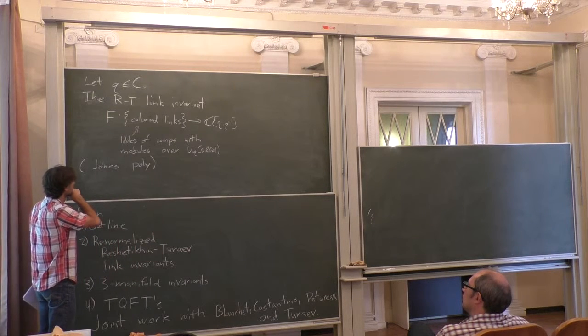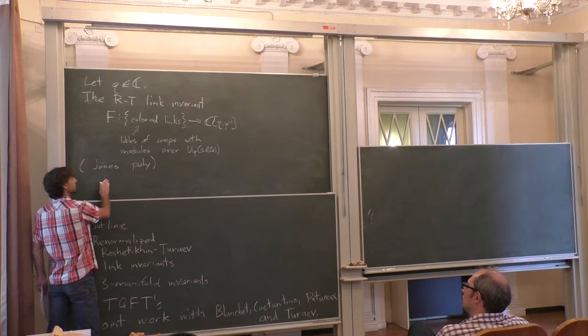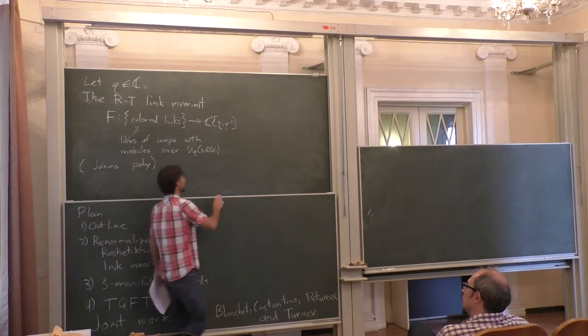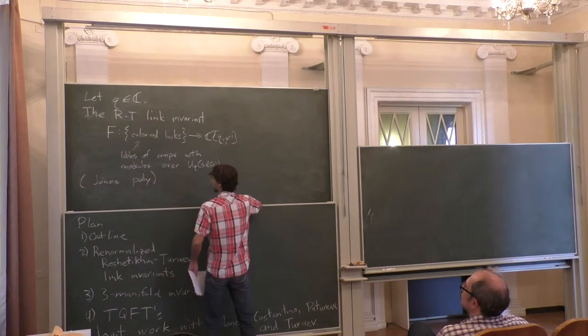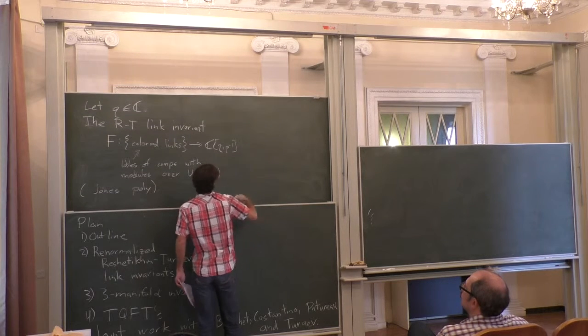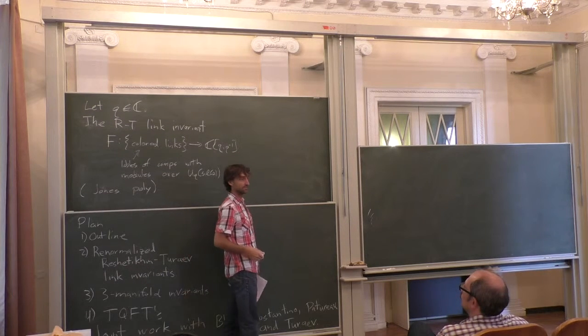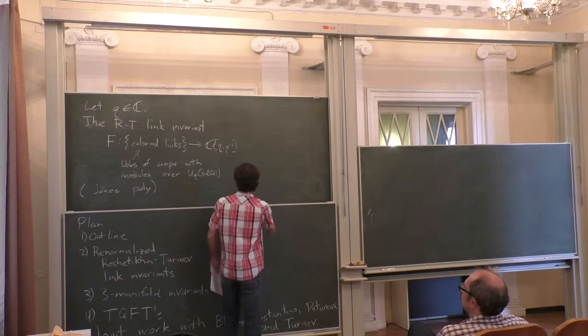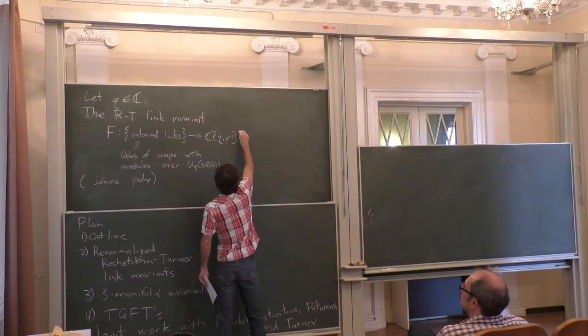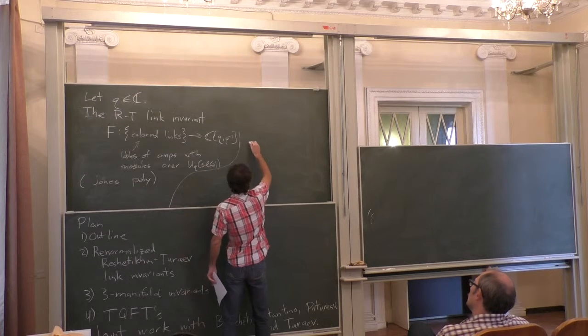The main part of the talk, what I want to talk about today, is when Q is a root of unity. So different things happen. When Q is not a root of unity, you get the usual Jones polynomial. And then when Q is a root of unity, you actually have three manifold invariants. And this is the setting I want to talk about.